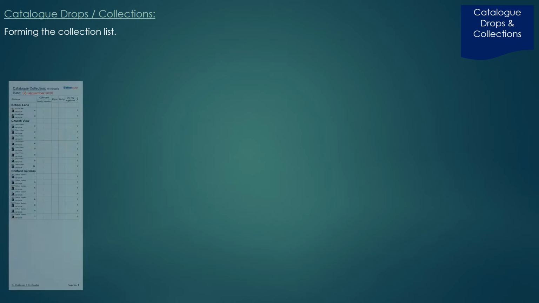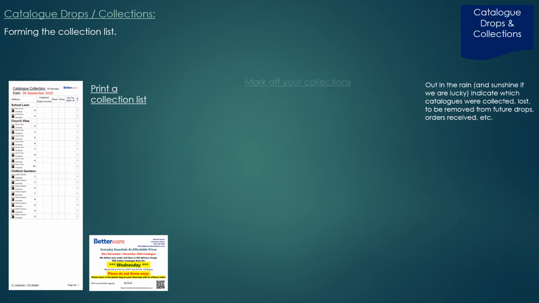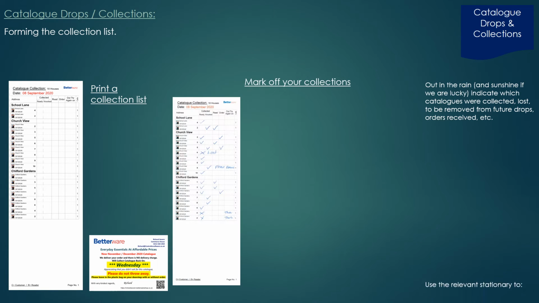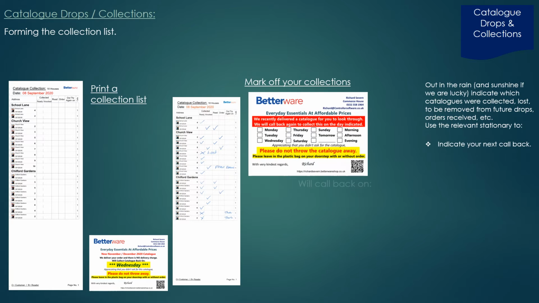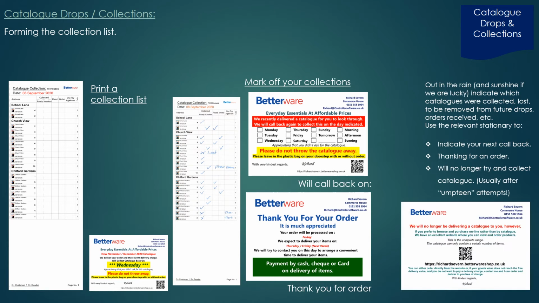Forming the collection list. We can print the collection list telling us which houses to go and collect from. So out in the sunshine or the rain, we indicate which houses we've collected from, which houses have read the catalogue, any that have lost, any that we're going to call back to. We can indicate which day we're going to call back using our callback slips. We can put a little card through to say thank you for your order. Or if we've constantly tried to get the catalogue back with no success, we can put a "no longer going to deliver a catalogue to you" card through the door.